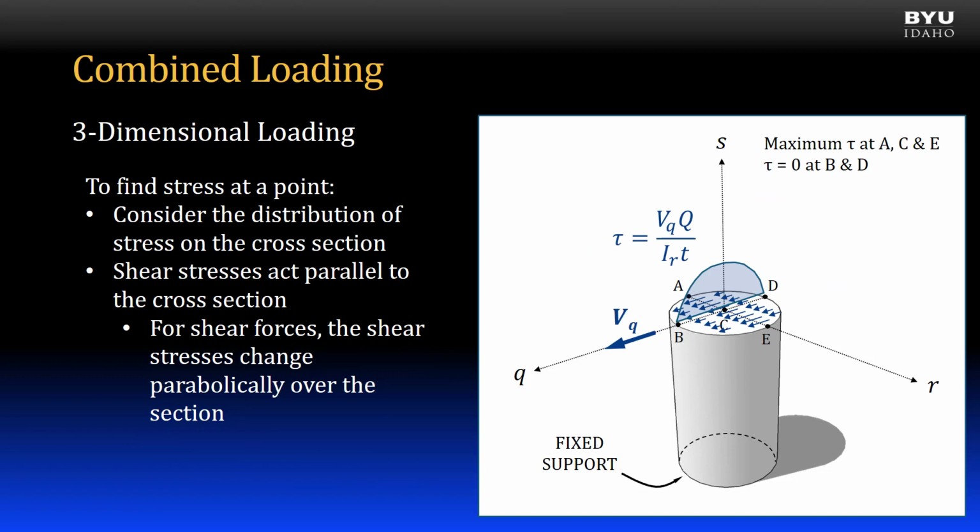For the shear forces, the resulting shear stresses are distributed parabolically over the cross-section. For the circular cross-section shown, the maximum shear stress is on the axis perpendicular to the direction of the force. The force is in the q-axis direction, so the maximum stress is on the r-axis. The shear stress is uniform along any line perpendicular to the shear force, so points A, C, and E all experience the maximum stress. At the extreme edges of the cross-section in the direction of the force, the stress is 0. This is at points B and D on the cross-section.